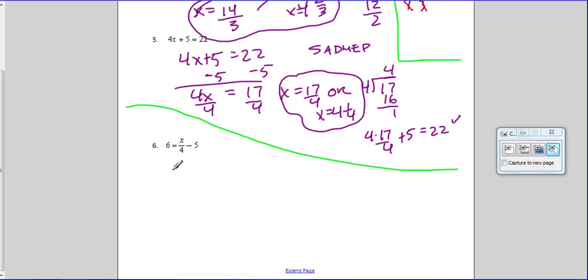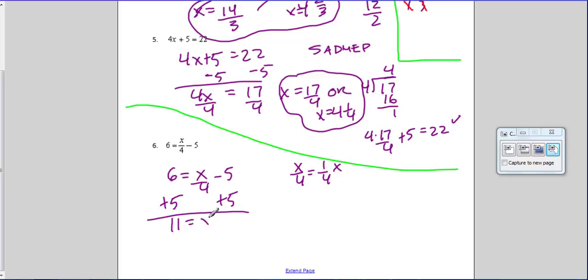In the last question, I have 6 equals x over 4 minus 5. So this is x divided by 4. You could write that as 1/4 x, but let's just leave it as x over 4. I need to isolate x, so I need to get rid of the minus 5 first, so I add 5 to both sides. So I get 11 equals x over 4.